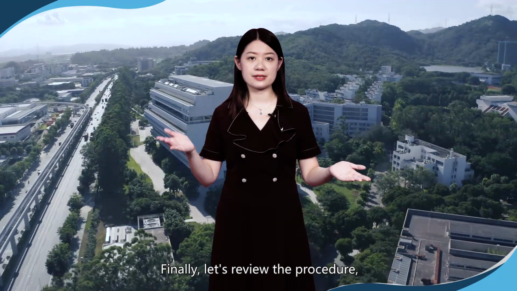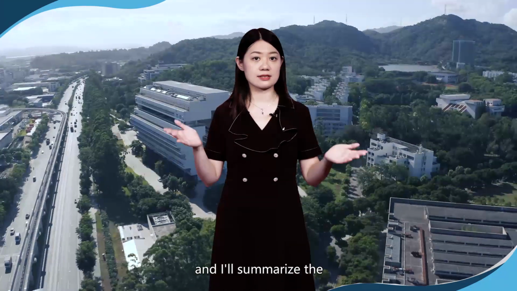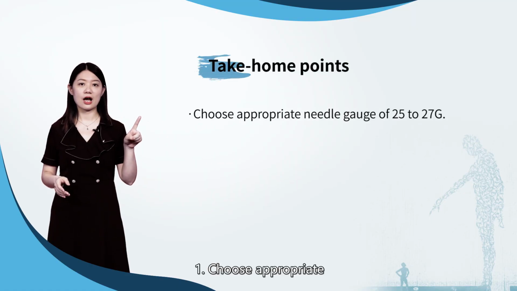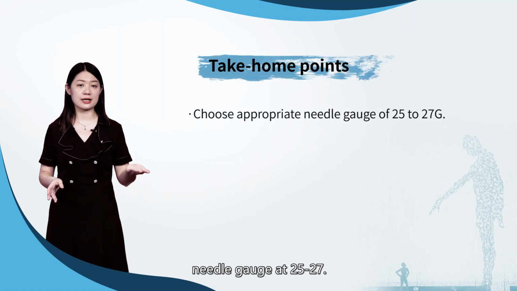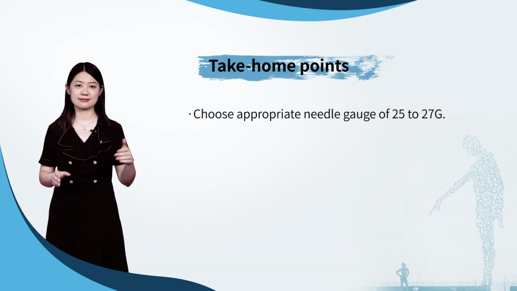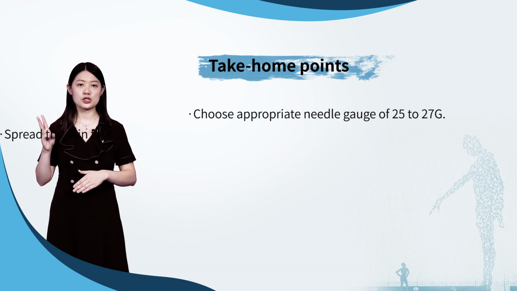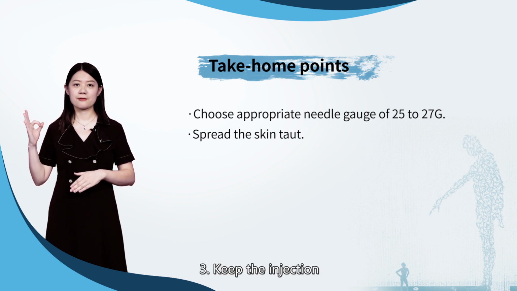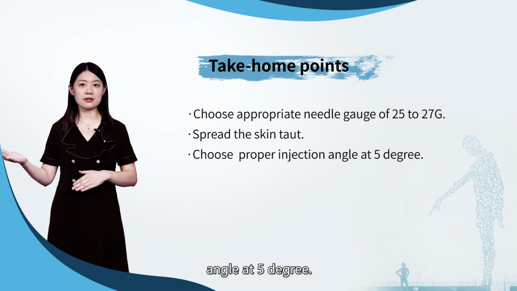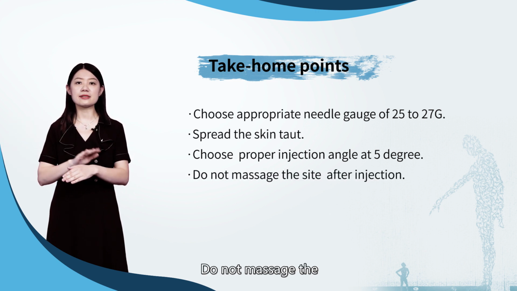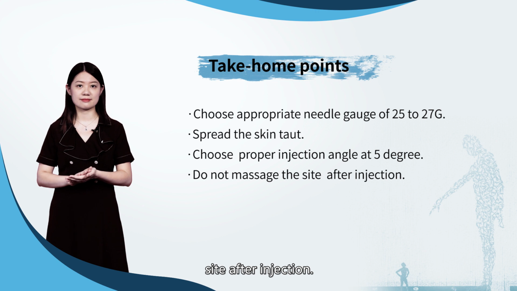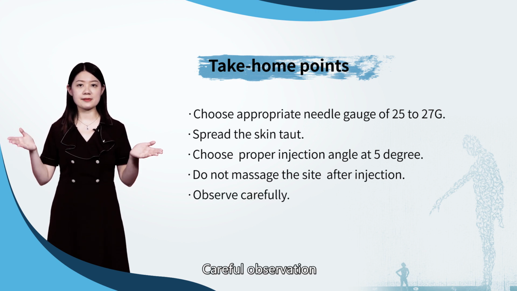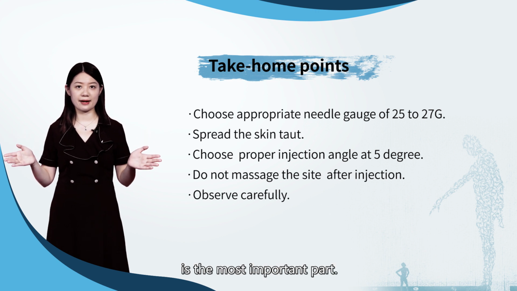Finally, let's review the procedure, and I'll summarize the key points of intradermal injection. 1. Check the appropriate needle gauge at 25 to 27. 2. Spread the skin taut. 3. Keep the injection angle at 5 degrees. Do not massage the site after injection. And please remember, careful observation is the most important part.